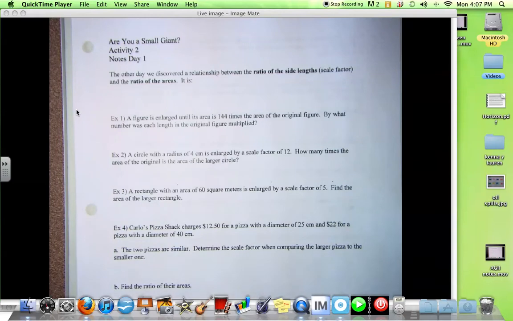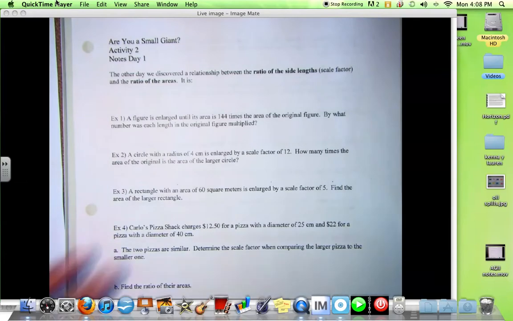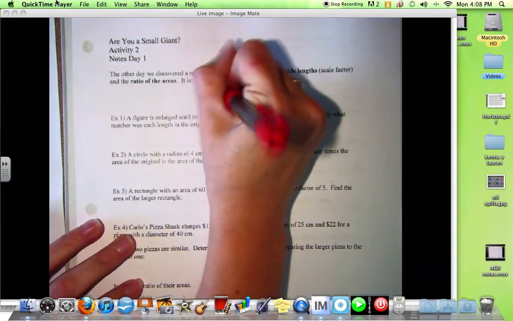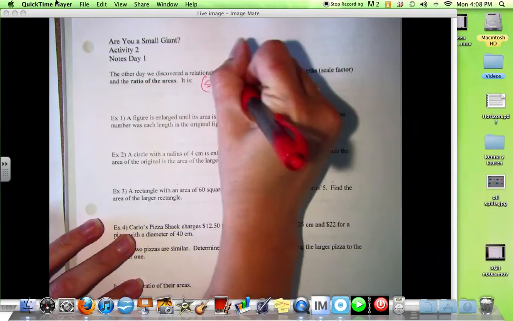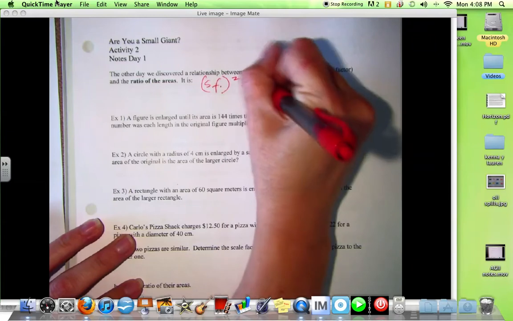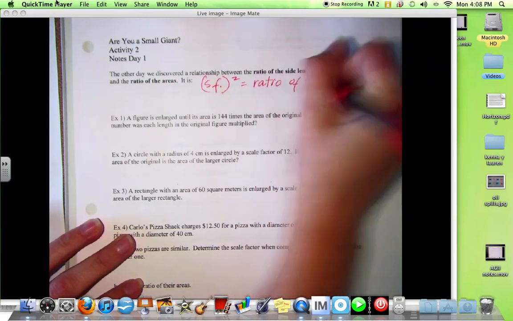The other day we discovered a relationship between the ratio of the side lengths, which is the scale factor, and the ratio of the area. It is scale factor squared equals ratio of areas.